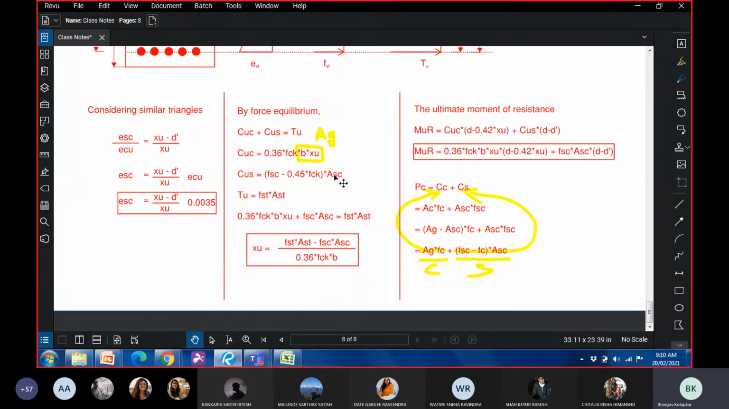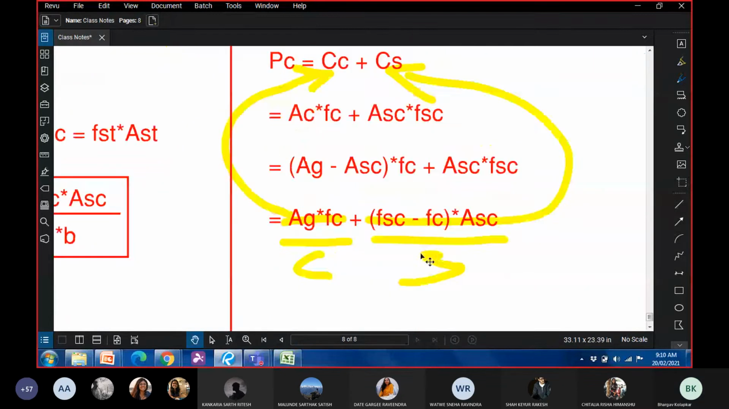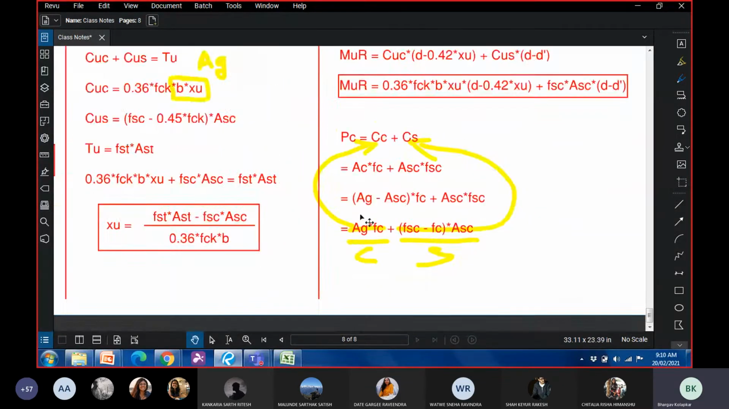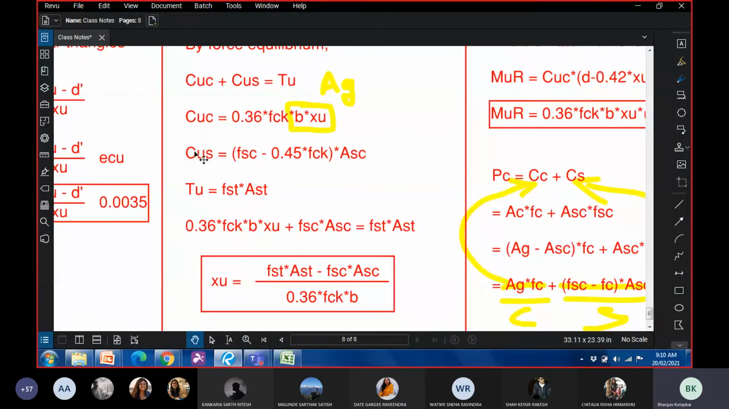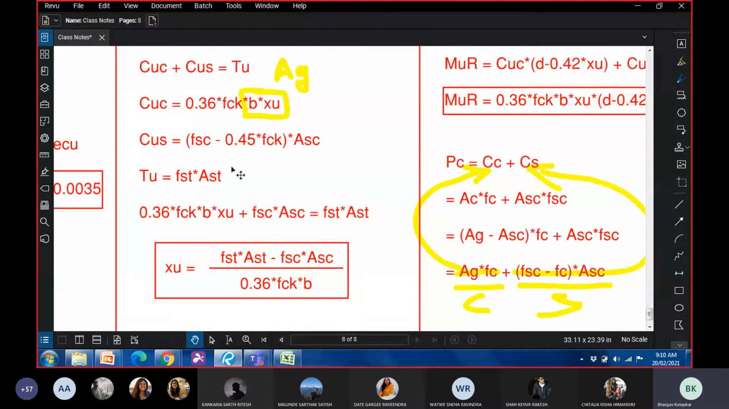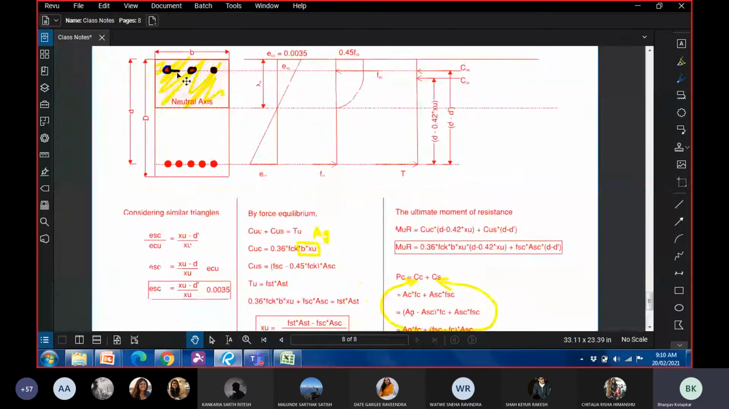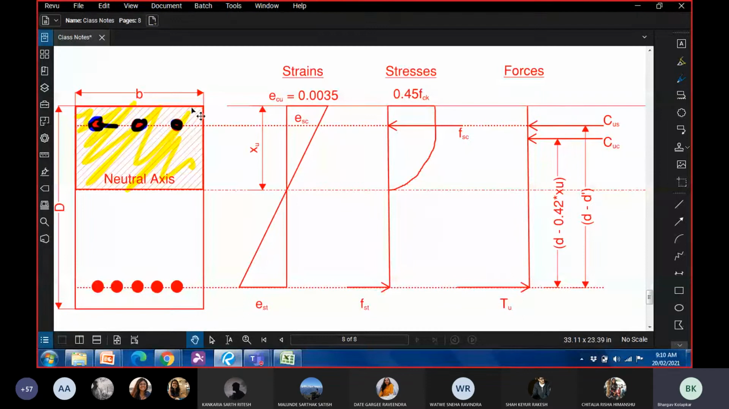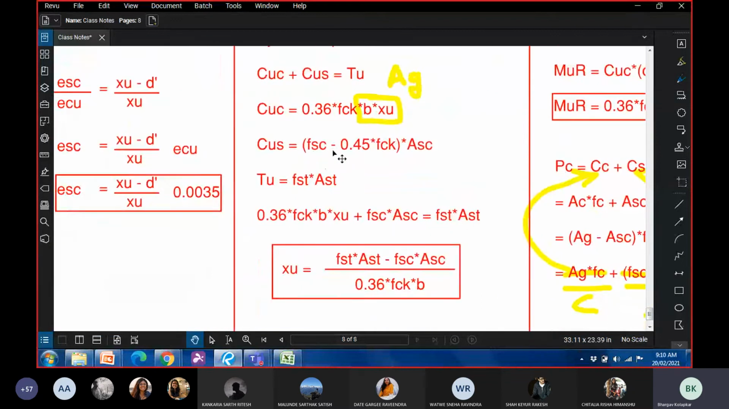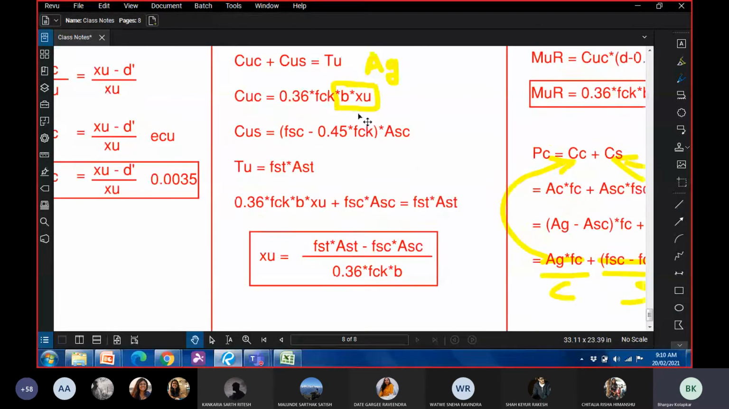And to compensate for that, we rearrange this and write it in this form. And therefore, when we write the compressive force in steel, it will have a term FSC minus the stress in concrete. Now the question obviously is why is the stress in concrete 0.45 FCK? Because if you look at this, the rebar is located very close to the maximum compressive strain. And therefore we can expect the stress here to be 0.45 FCK, where there is a rectangle. So we'll have a term FSC minus 0.45 FCK into ASC. And therefore, please make this correction in your notes.